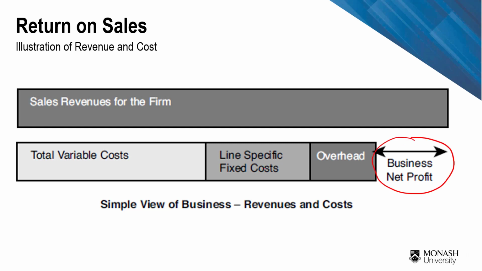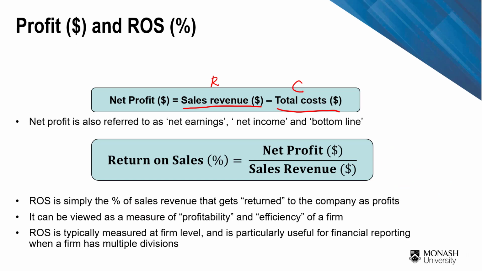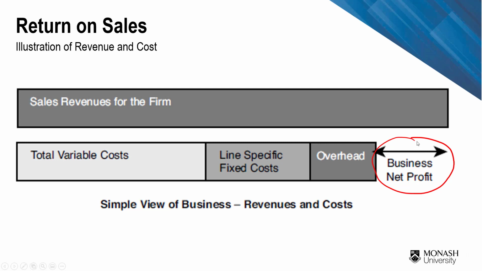In other words, you get the net profit divided by the sales revenue, just to see how you are doing. It can be viewed as a measure of profitability, so we can see how profitable the business is. But at the same time, you also look at the efficiency of the sales. How does your sales revenue compare to your net profit? It can be seen as how efficient you are.